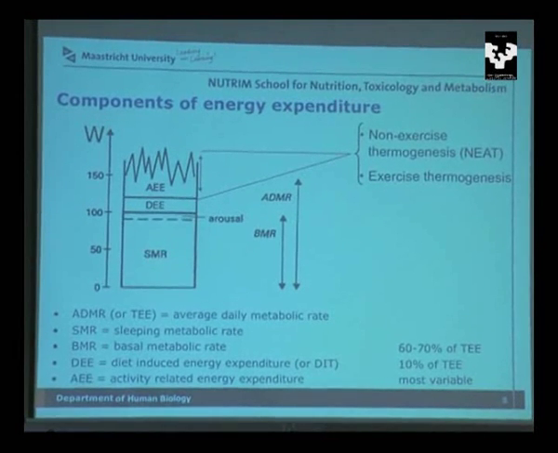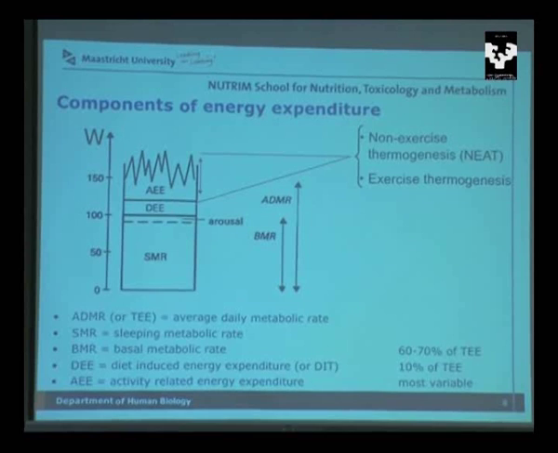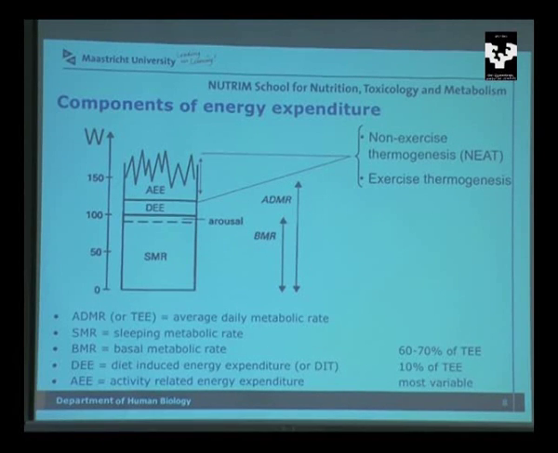So if you look at the different components of the energy expenditure, this is sleeping metabolic rate. So during the night, when you go to bed, your energy expenditure will slowly start to decrease, and usually between 3 and 6 in the morning you reach your sleeping metabolic rate. So that's really the lowest metabolic rate that your body will reach during a day. If you are just awake, what we call arousal, you will add about 5%, 5 to 10% even, to sleeping metabolic rate, and then we talk about the basal metabolic rate.